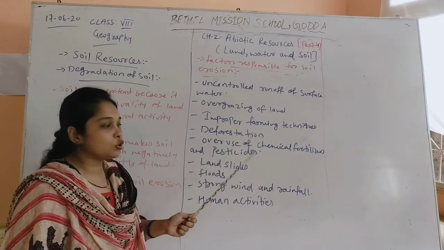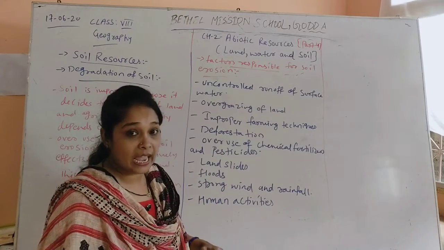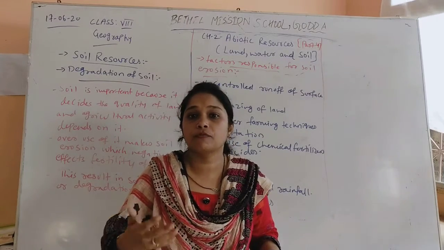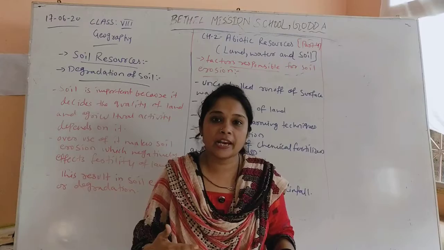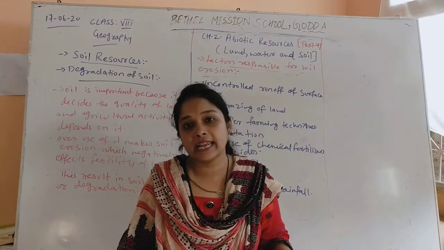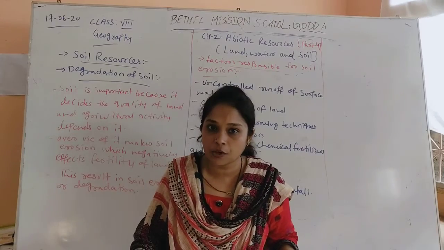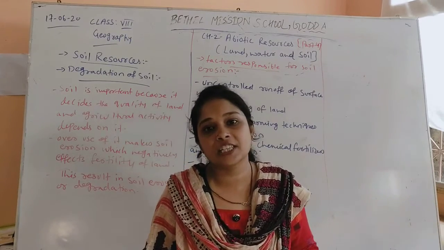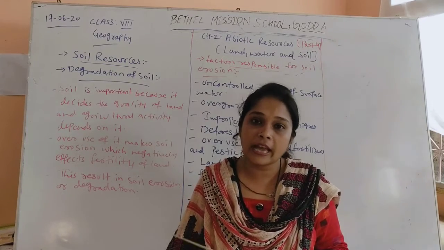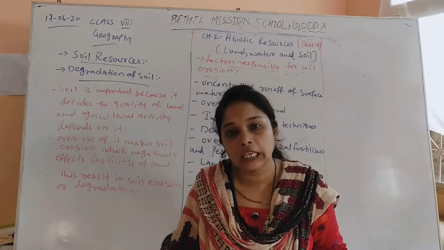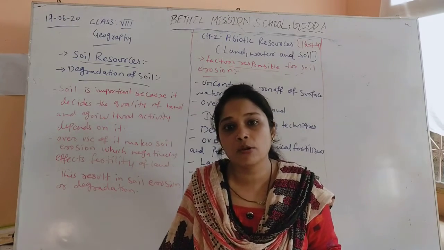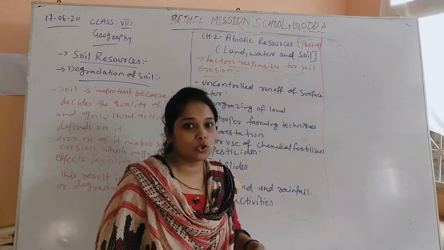Next one is overuse of chemical fertilizers and pesticides. To meet the food needs of the increasing population, we try to increase agricultural production by making use of modern techniques of production like high-yielding seeds. We are using chemical fertilizers and pesticides so that we can increase the production on land, which has a harmful effect on the quality of land, because it affects the fertility of land and contributes towards soil degradation or soil erosion.